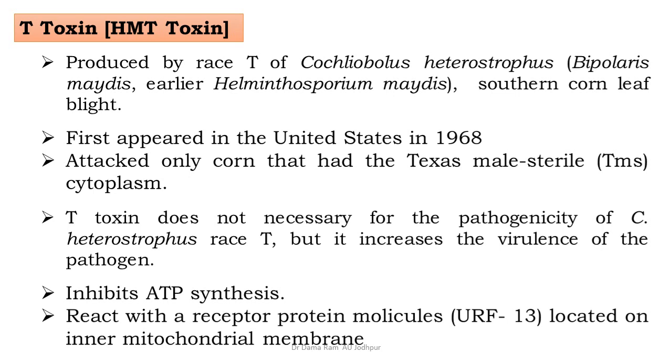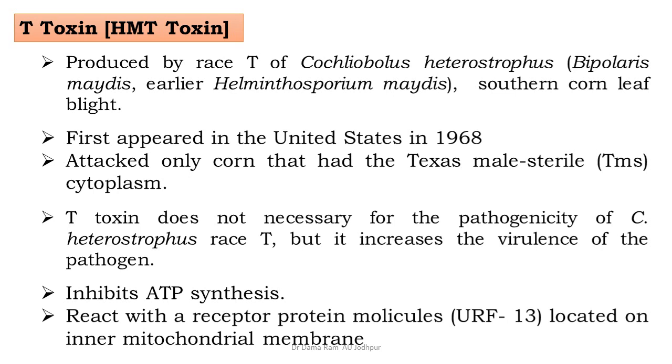So the next toxin is the T toxin, also called HMT toxin. It is produced by race T of Cochliobolus heterostrophus, anamorph Bipolaris maydis, earlier also called Helminthosporium maydis, which causes southern corn leaf blight. It first appeared in the United States in 1968 and spread throughout the corn belt in 1970, attacking only corn that had the Texas male sterility TMS cytoplasm.